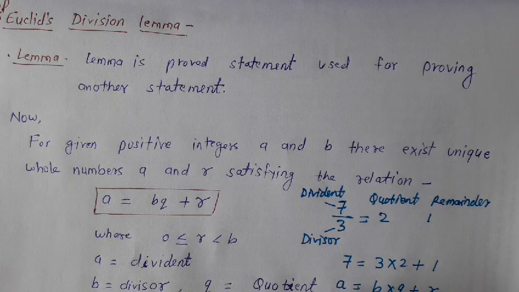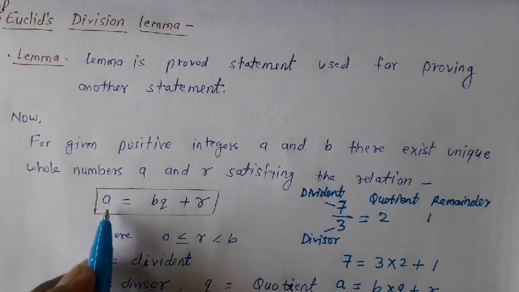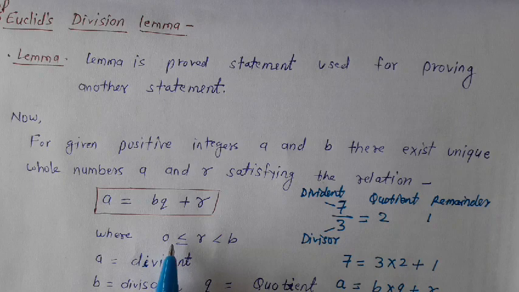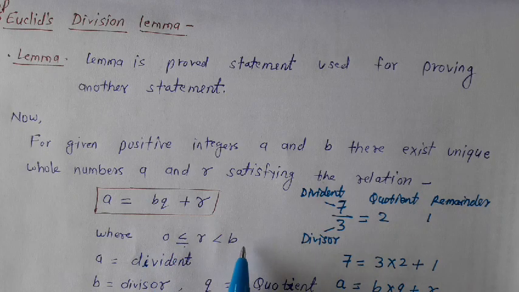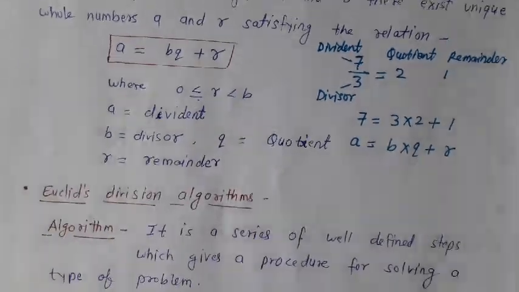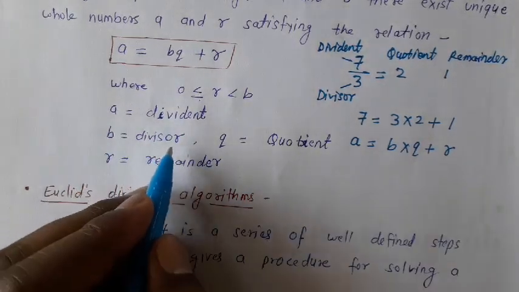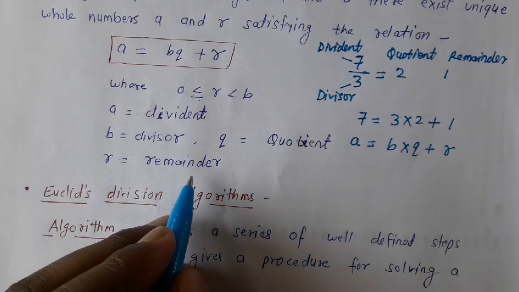This is the Euclid division lemma: a equals bq plus r, where r is greater than or equal to 0 but less than b, and a is the dividend, b the divisor, q the quotient and r the remainder.